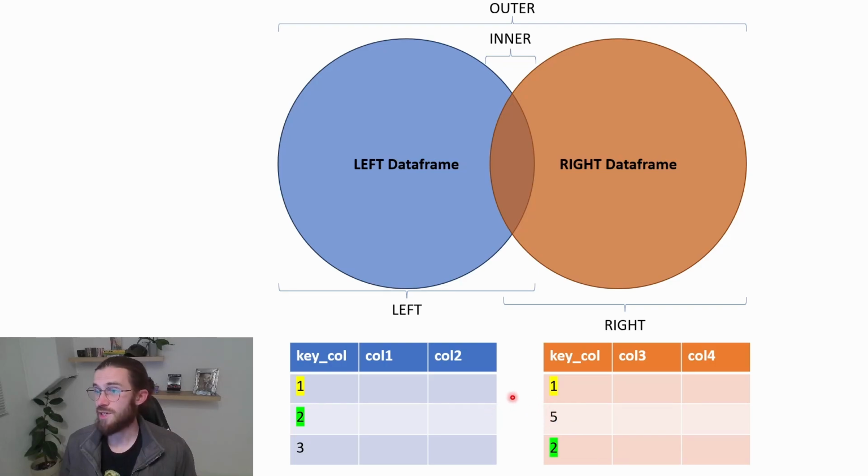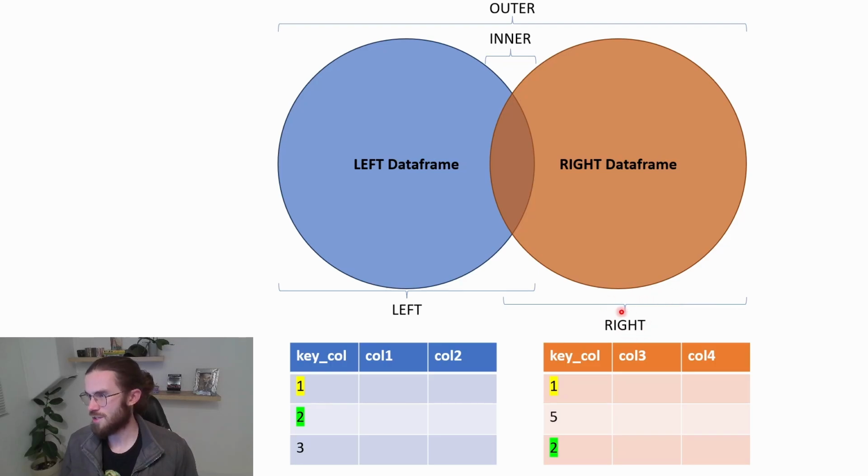Now, if I was speaking about the inner between these two data frames, it would purely be the matches between the two. So that would be records 1 and 2 matching with records 1 and 2 on the right hand side, excluding records 5 and 3 on the right and left hand side because they do not match, or there are no matches in both the left hand side and right hand side data frames.